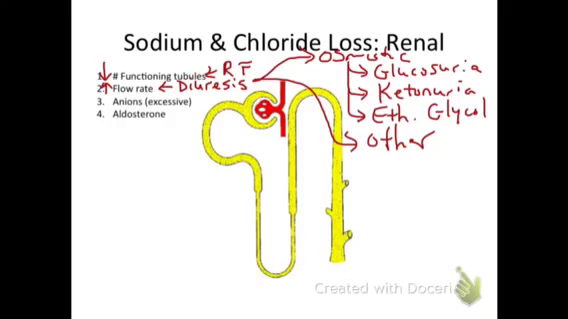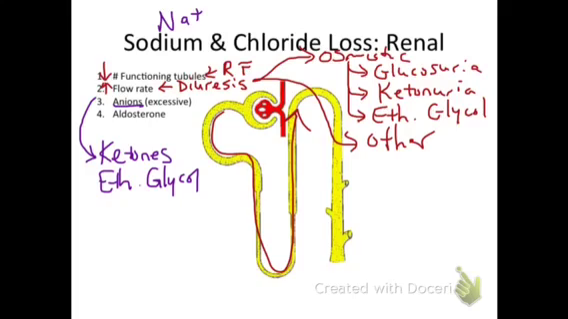Diuresis results in an increased flow rate through the tubule, and this allows a decreased time for sodium and chloride resorption. Anions attract cations, and sodium is a cation. So, if there is excessive excretion of anions, such as ketoanions or ethylene glycol metabolites, then the anions in the ultrafiltrate attract sodium and retain sodium in the ultrafiltrate.